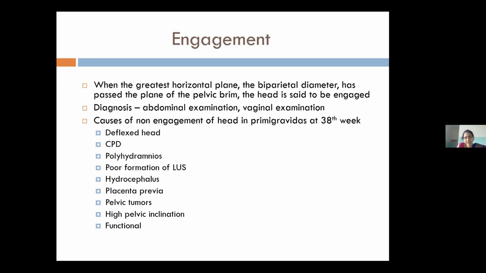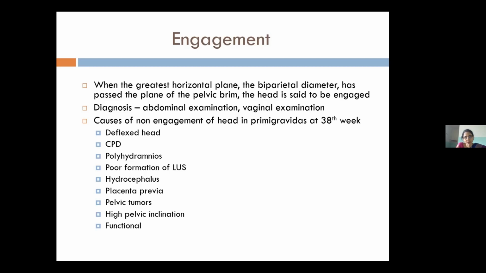If it is above that, you have to tell the station. It is -1, -2 or -3, like that. You have to say the engagement, whether the head is engaged or not. So when the biparietal diameter has passed through the pelvic brim, then the lowest part, or the denominator, or the occiput is at the level of the zero station or ischial spines. Then we say the head is engaged.